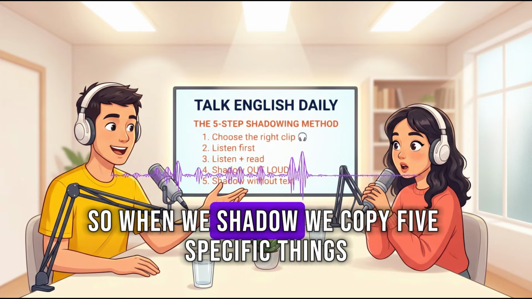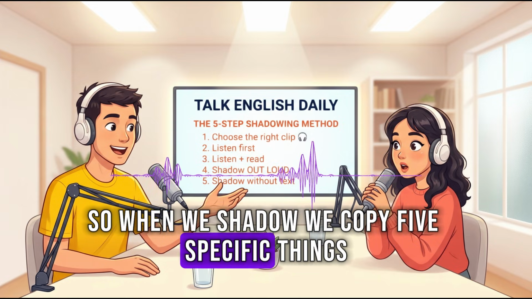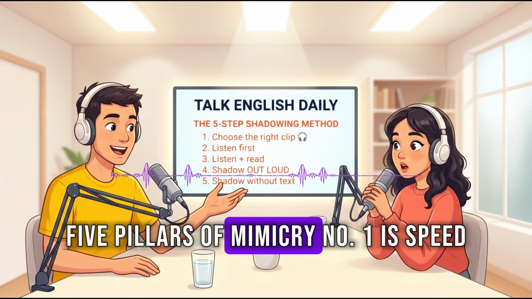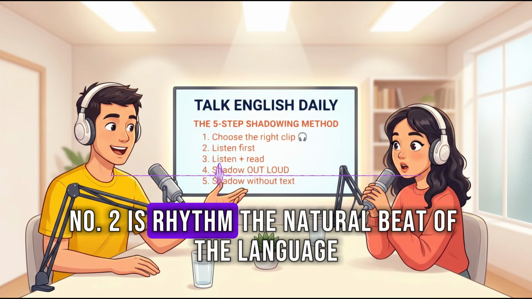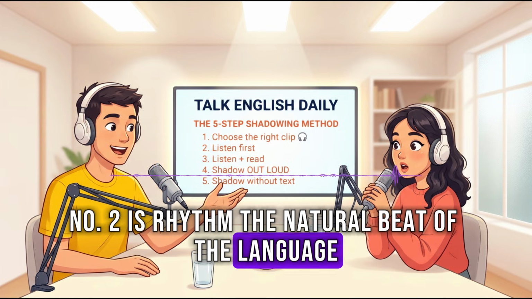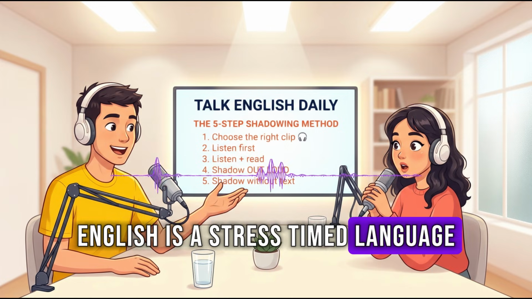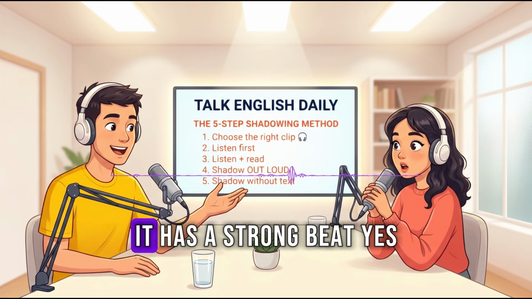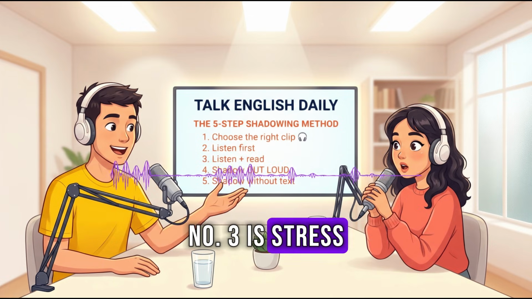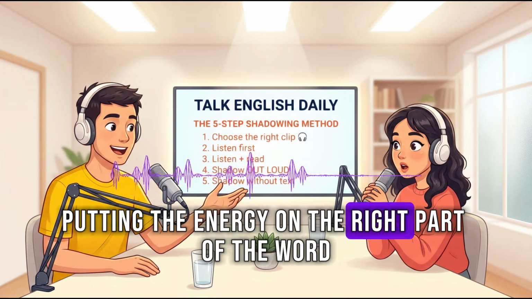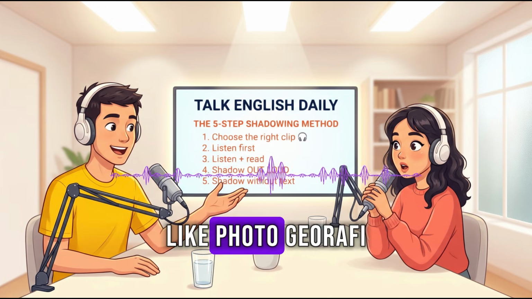So when we shadow, we copy 5 specific things. 5 pillars of mimicry. Number 1 is speed. You match their exact speed. Number 2 is rhythm. The natural beat of the language. English is a stress-timed language. It has a strong beat. Yes. Some words are long and some are short. Number 3 is stress. Putting the energy on the right part of the word, like photography.